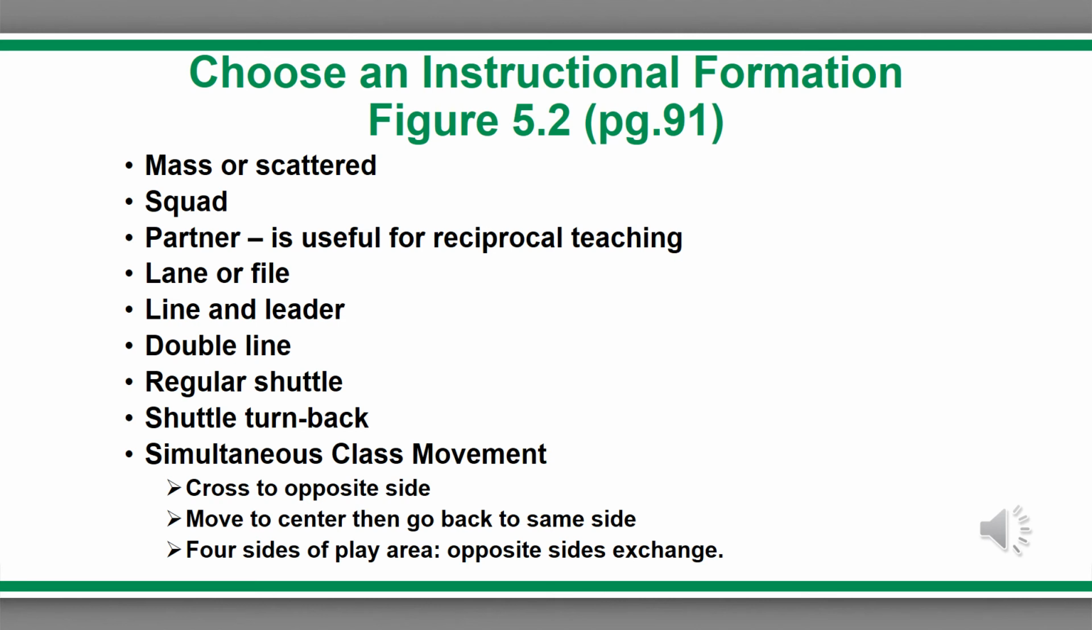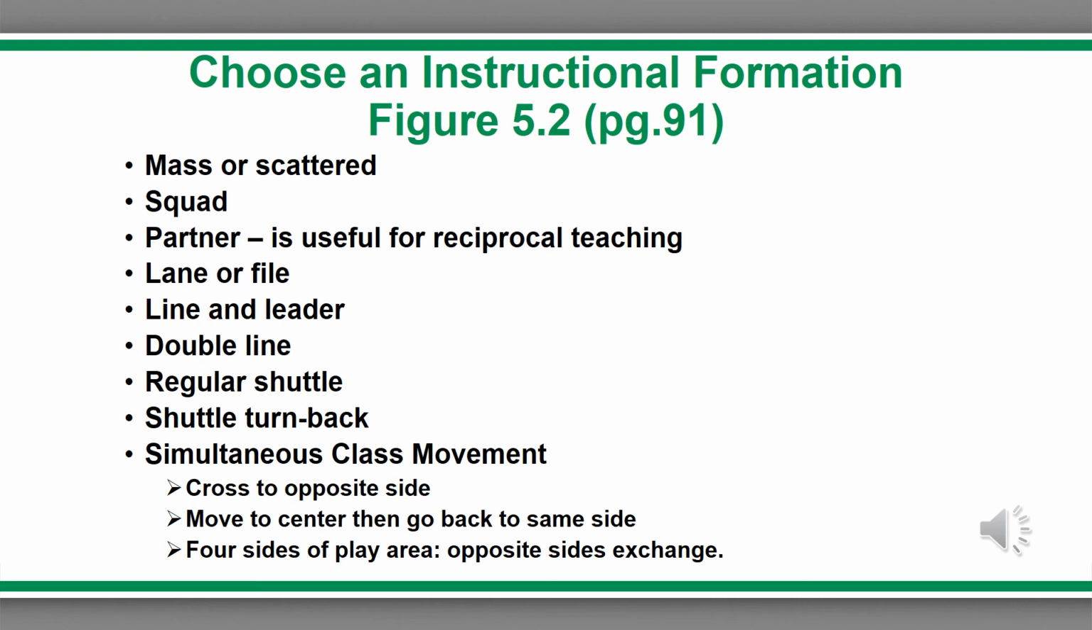Simultaneous class movement. If you have a large class, let's say you have 40 students, you could have 20 students on one side of the gym, 20 students on the other side of the gym, and they spread out far enough to where they stagger, and they might practice whatever type of skill, the dribbling skills maybe, and they'll cross each other midway and go to the opposite side of the court. Another one for simultaneous class movement, instead of crossing each other and going to the other side of the gym, when they get to the middle, they'll turn back and go back to the same side.